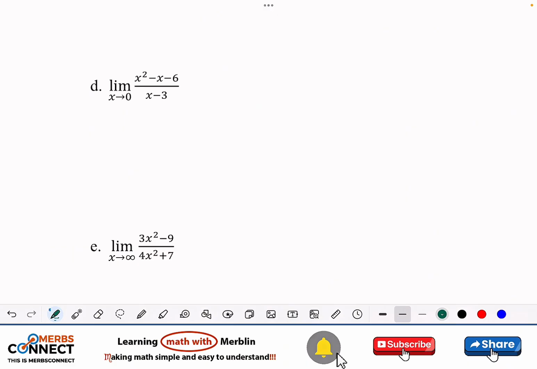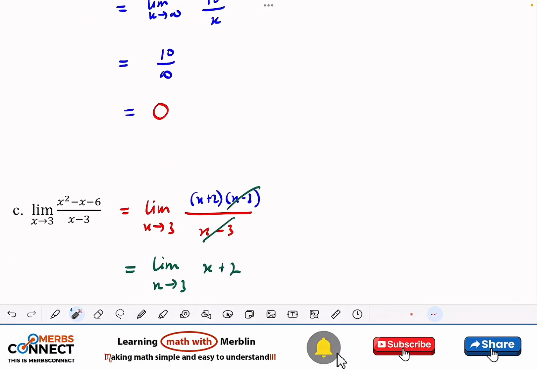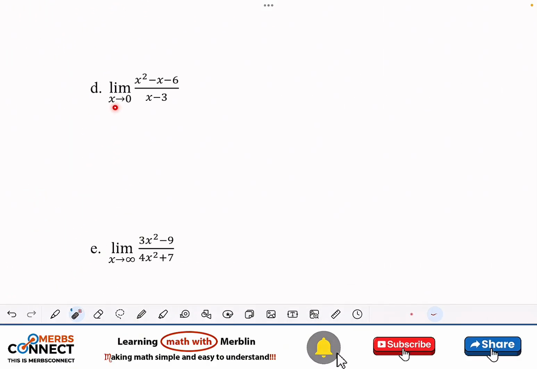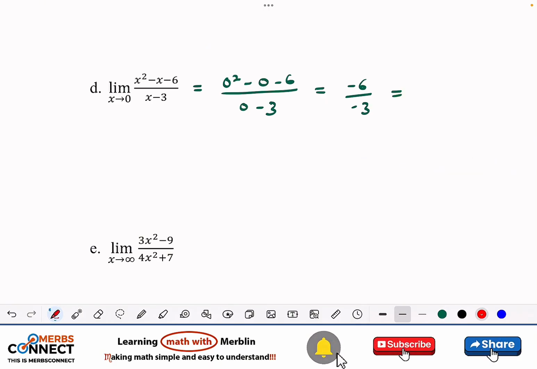Let's look at D. D, this is kind of the same function. Can you see that? Yes. But the only thing that's changing here is x is approaching 0. So let's think of doing direct substitution, and this is a fraction, so I'm concerned about the denominator. So let me plug in 0 here, and I get negative 3. So it means that there is no problem when I plug in 0. So I'll just do 0 minus 6 divided by 0 minus 3. So the top will be minus 6 divided by minus 3, and I'm going to get a big 2.